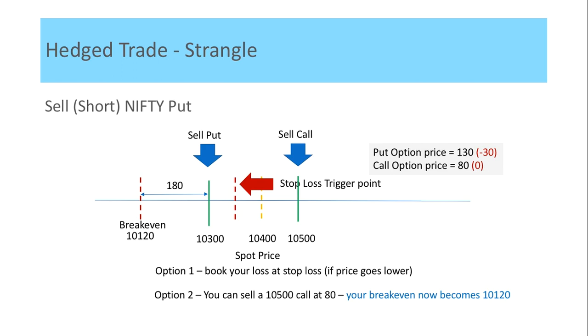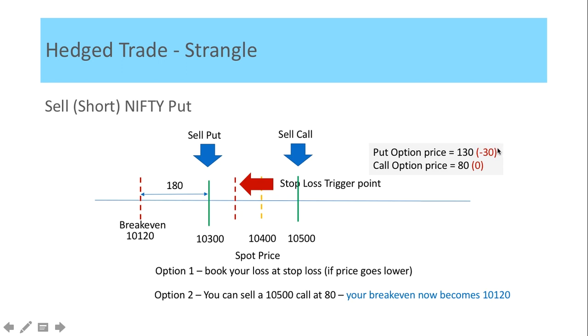So the price might temporarily move and trigger my stop loss here, and I will have to exit this trade at a loss of 50 bucks if I were to have continued with this trade without hedging. But let's see what hedging allows us to do. So now that I've hedged this trade by selling a call at 10,500, my break even expands all the way to 10,120. So I have now enough cushion.